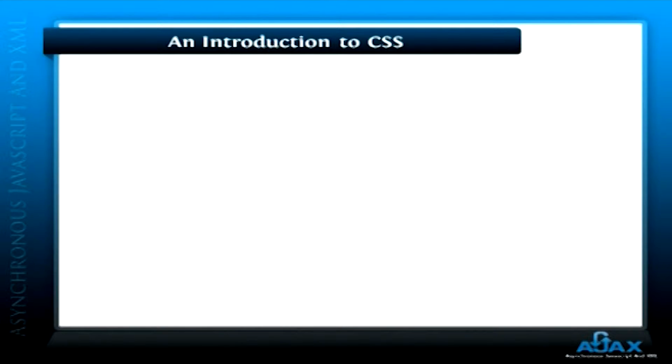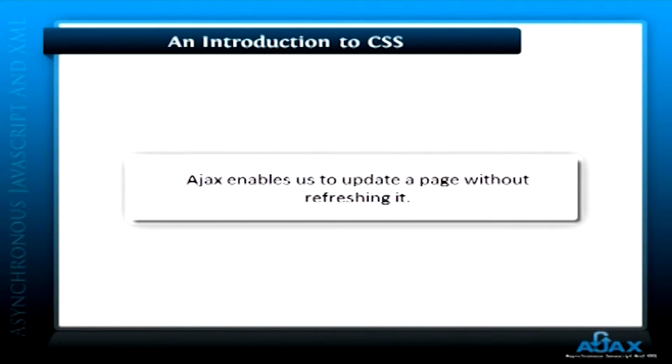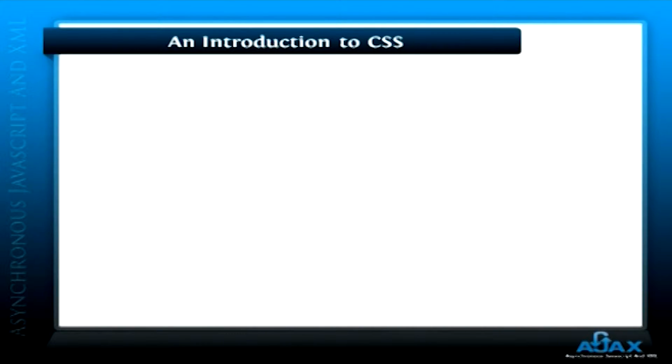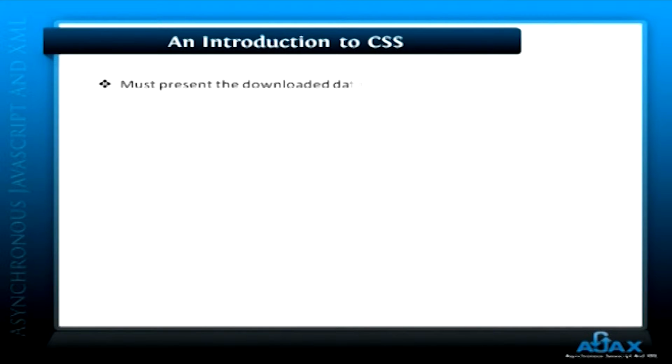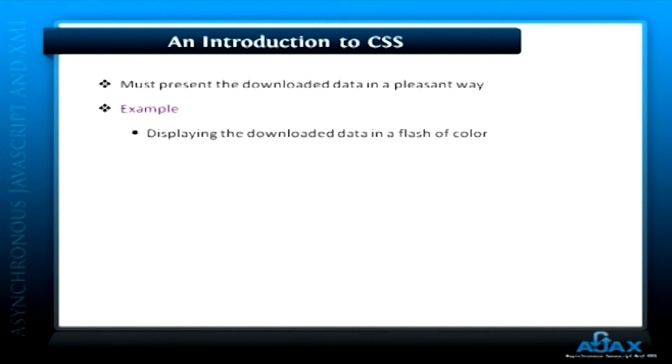Introduction to CSS. As we discussed in our previous chapters, the primary reason to use Ajax is that it enables us to update a page without refreshing it. So far, we've just seen how to display the downloaded data by overwriting the div tags, etc. But most of the time, these sort of updatings might not be noticed by the user. So in order to draw the user's attention to the changes, we must present the downloaded data in a pleasant way. Say, for instance, displaying the downloaded data in a flash of color and something like that.